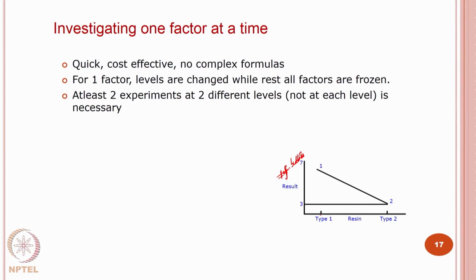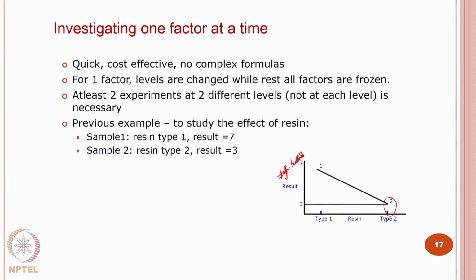Meaning for type 1, I have got 7 bubbles and for type 2 I have got 3 bubbles. So, which one is better? There is no 3, okay, 3 bubbles, which means this type 2 is a better option. Sample 1, the resin type 1, the result is 7 air bubbles and then for the resin type 2, the result is 3.